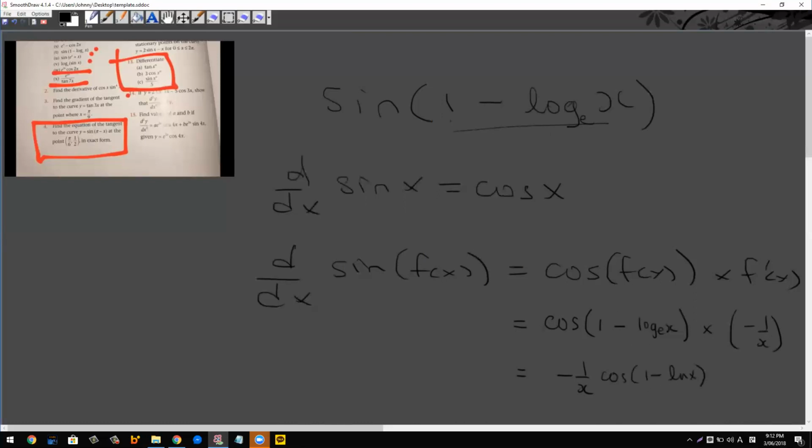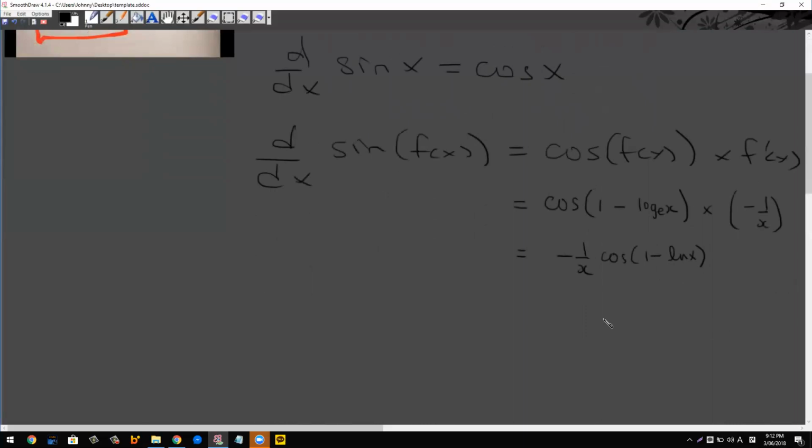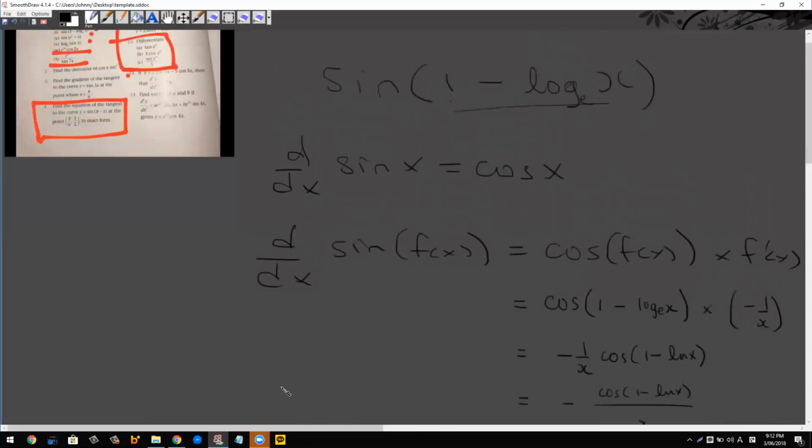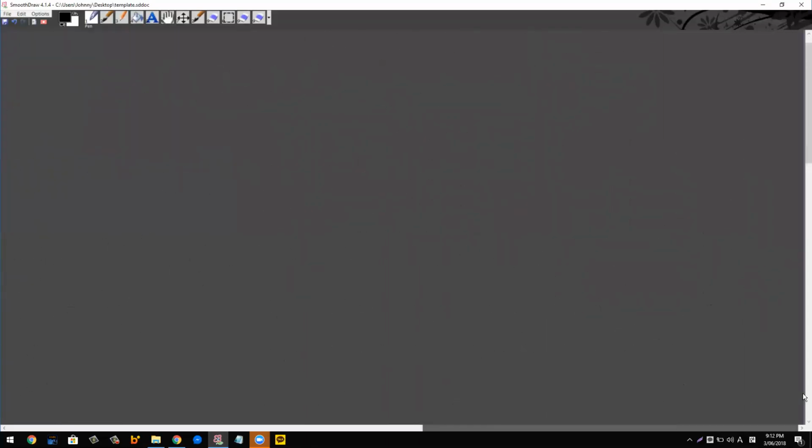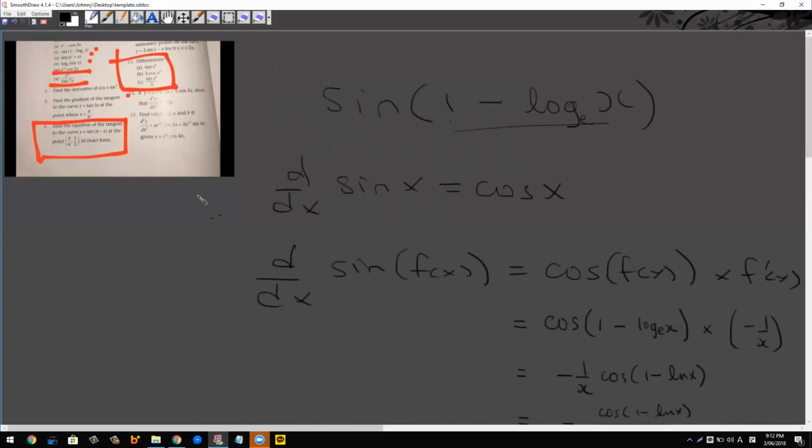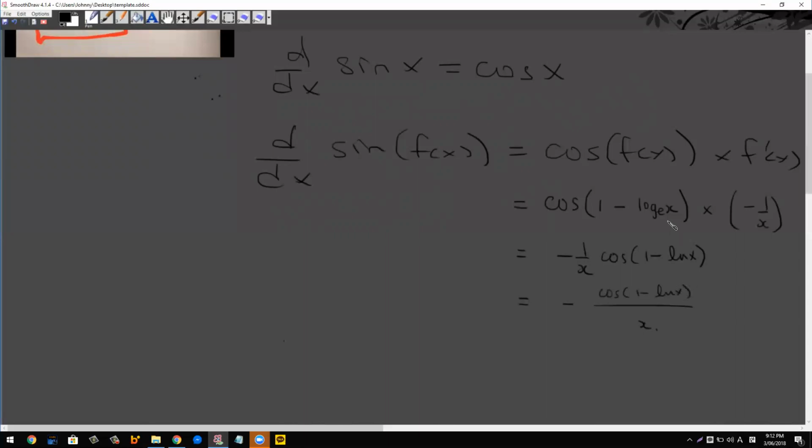Can't you just put the cos on top as well? Yeah, I can put cos on top as well. No problem there at all. So this would be negative of cos of (1 minus ln x) over x. Okay, so the next question. Oh, wait. So why did you change it to ln x? Log e x is the same as ln x.